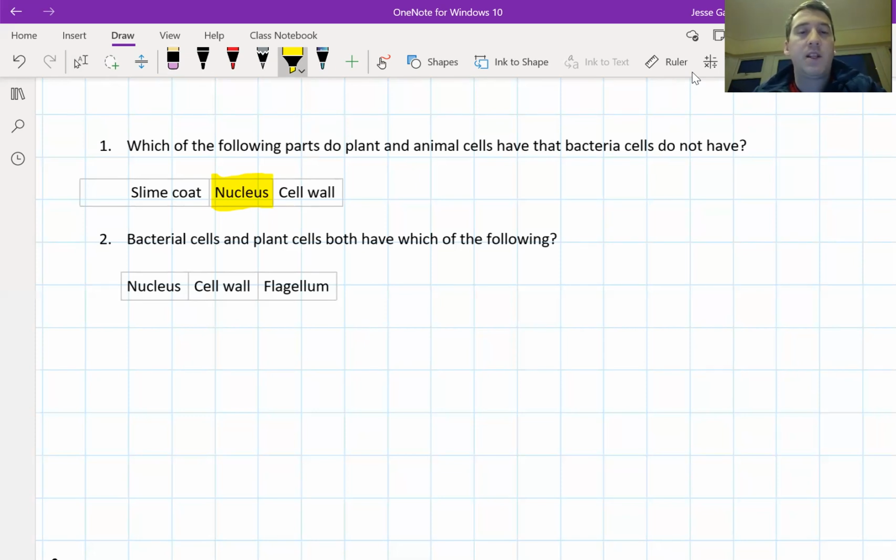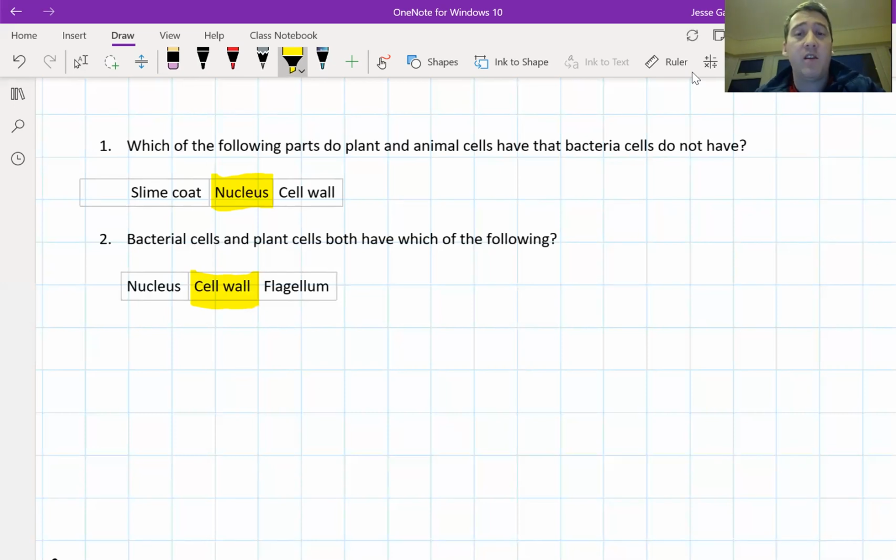Question 2. Bacterial cells and plant cells both have which of the following? So it's either nucleus, cell wall, or flagellum. We're comparing bacteria and plant cells. Which one of the following do they both have? Well, a plant cell has a nucleus, but a bacteria doesn't, so I can't pick that one. A plant cell has a cell wall, and a bacterial cell also has a cell wall. So I'm going to highlight cell wall.